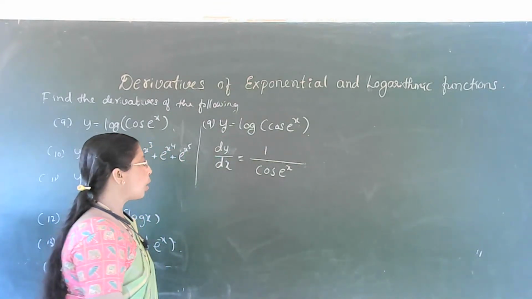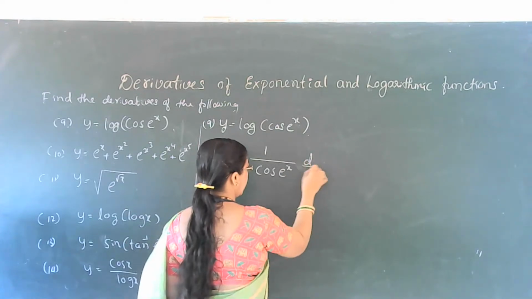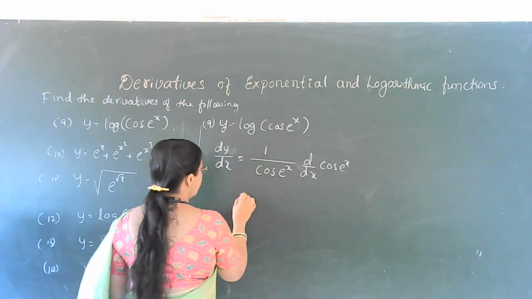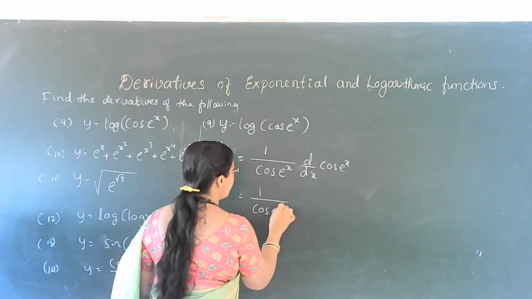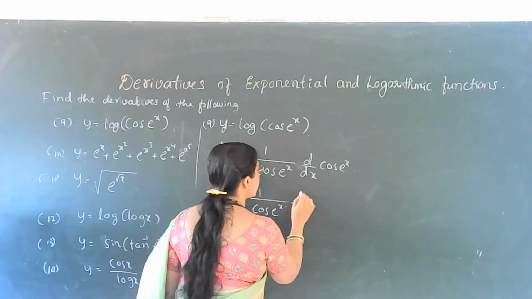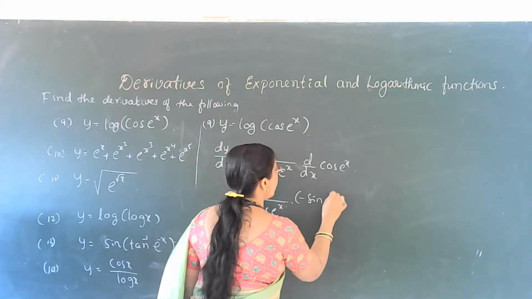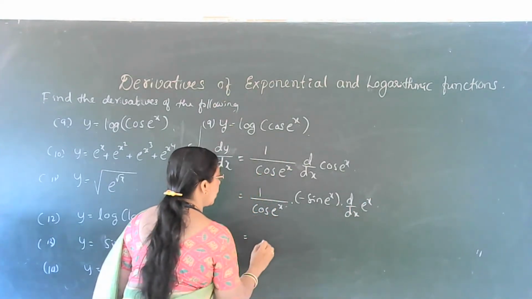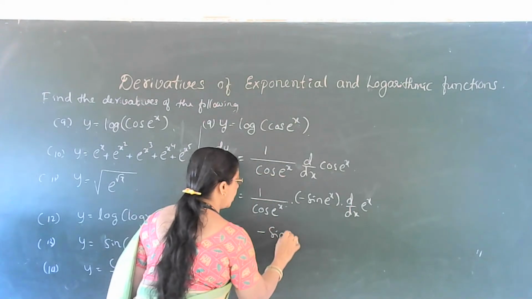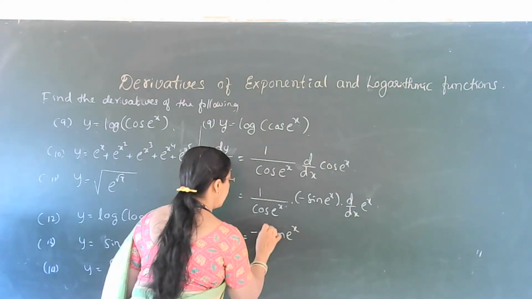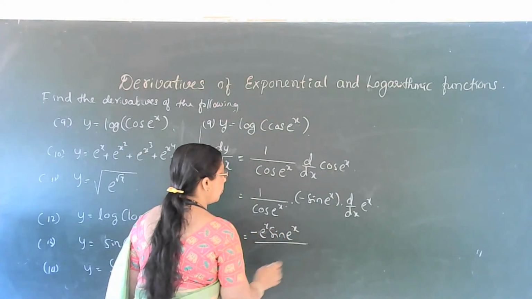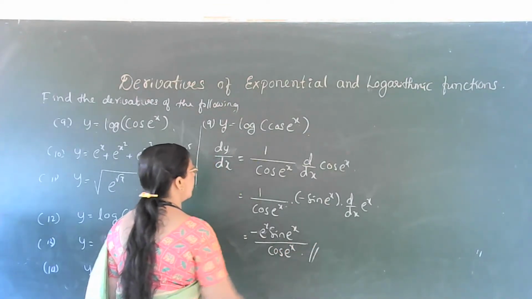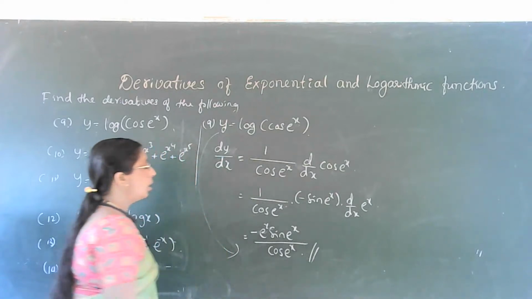Then find the derivative of cos of e to the power x, which is equal to 1 by cos e to the power x into derivative of cos x is minus sin e to the power x into d by dx of e to the power x, which is equal to minus e to the power x into sin of e to the power x divided by cos of e to the power x. You can write directly this one.